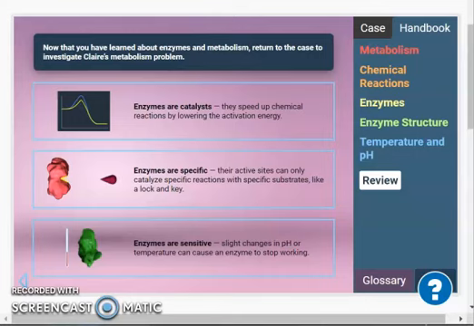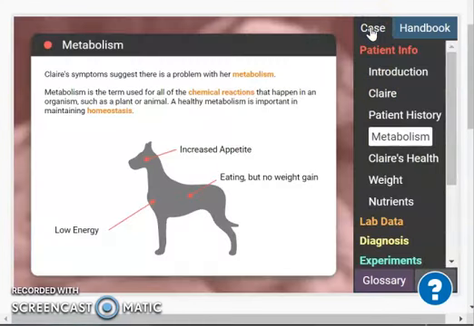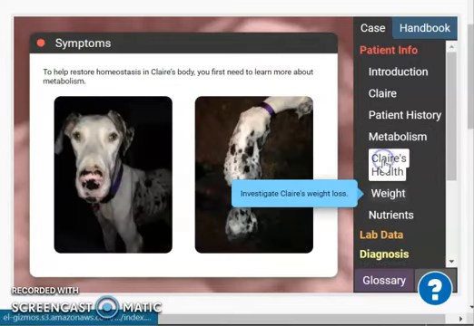All right, we have finished the metabolism handbook. Now we are going to go back to the case. Claire's symptoms suggested there was a problem with her metabolism. Let's look at Claire's health.